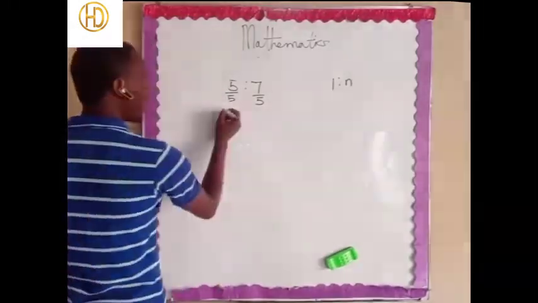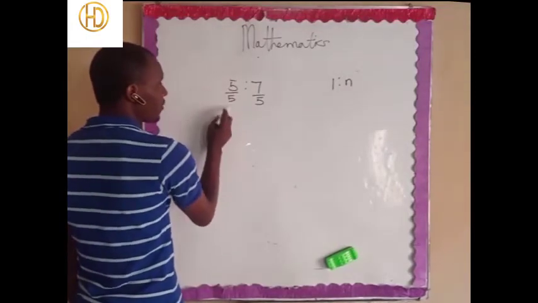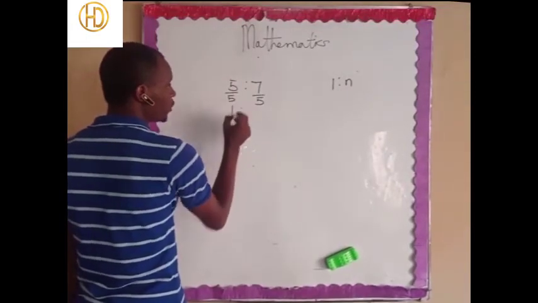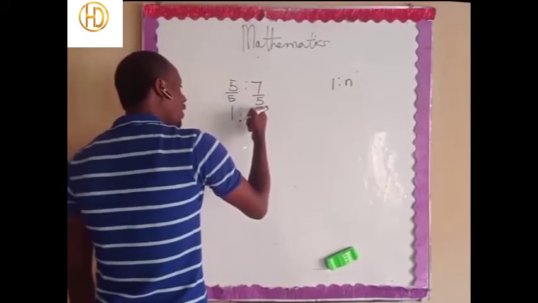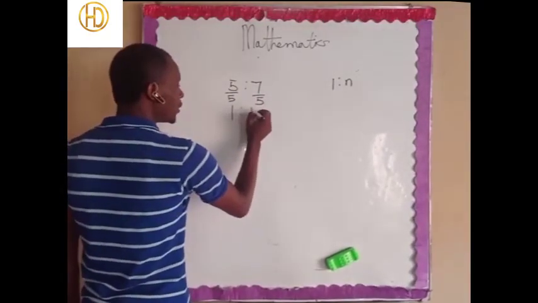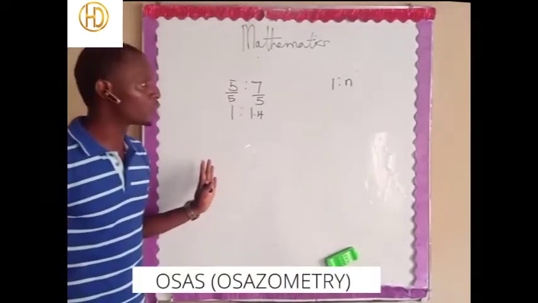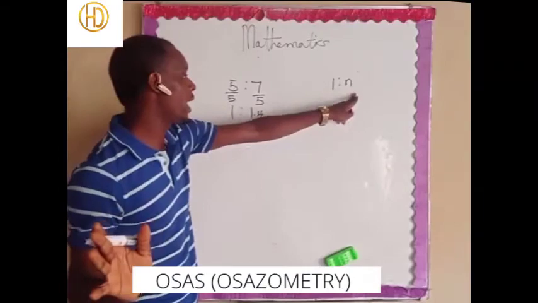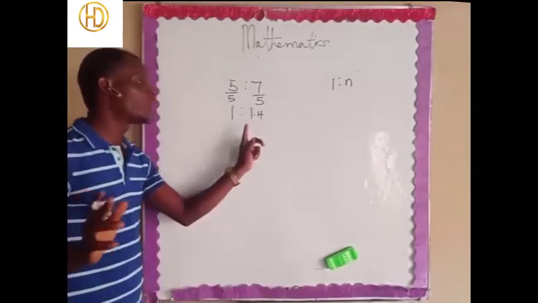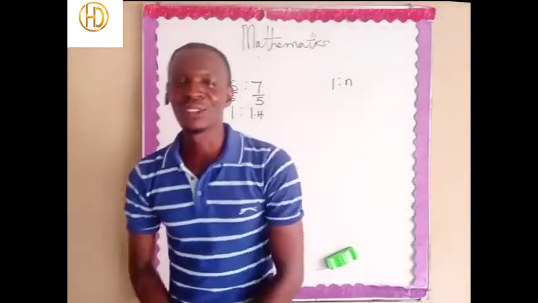So what do we have here? 5 here, so we have 5 divided by 5. That will give us 1. Then 7 divided by 5 will give us 1.4. It's that simple. So we can see now 1:n. That means n is what now? 1.4.